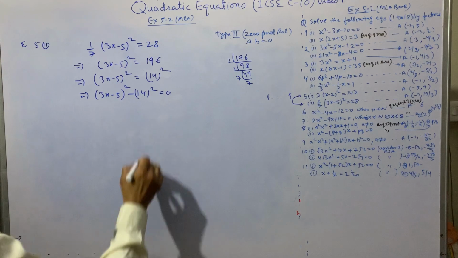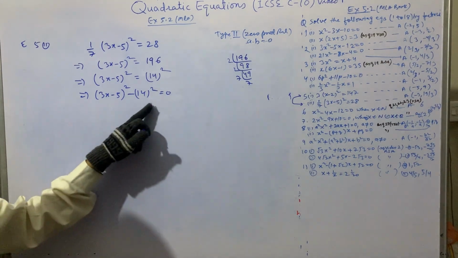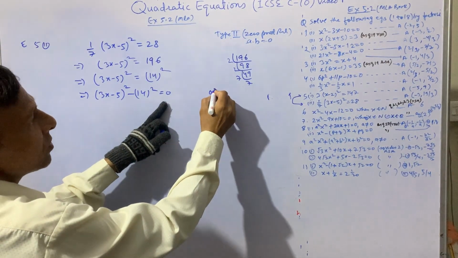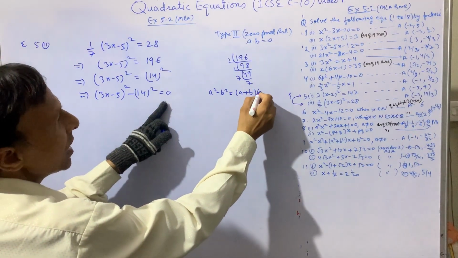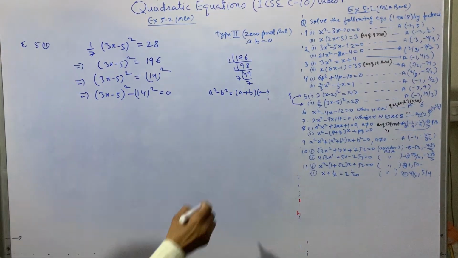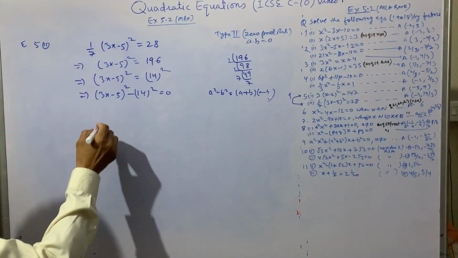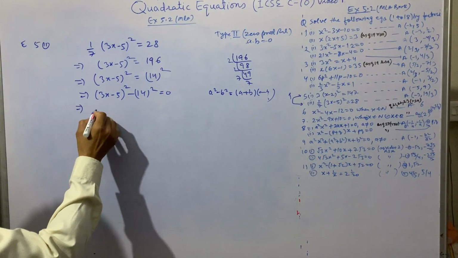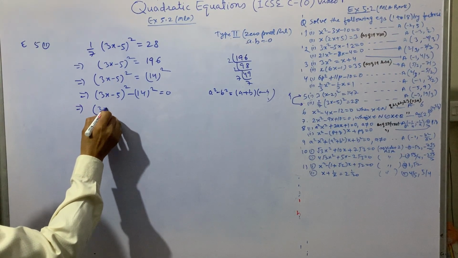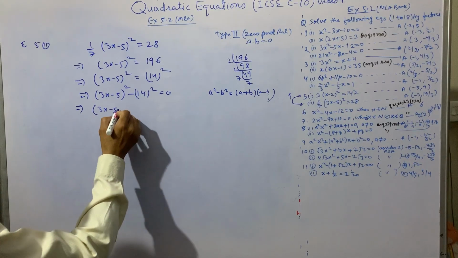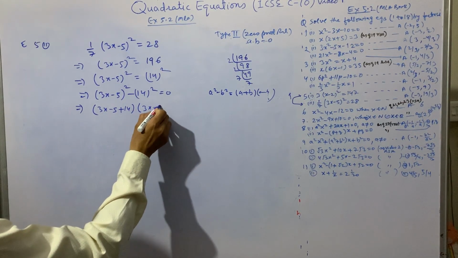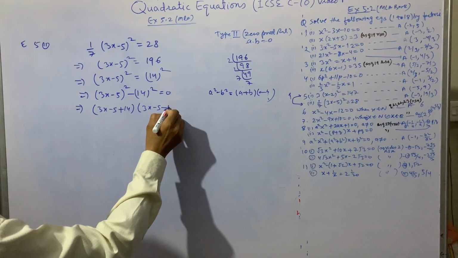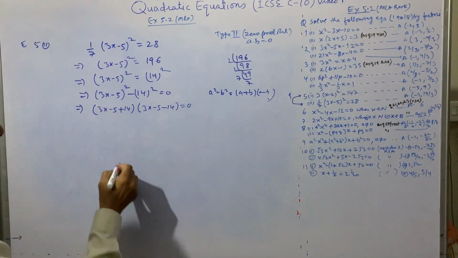Is equal to 0. That means we are getting a square minus b square is equal to 0, which gives (a plus b) and (a minus b). So in this way we are able to factorize these: (3x minus 5 plus 14) and (3x minus 5 minus 14) is equal to 0.